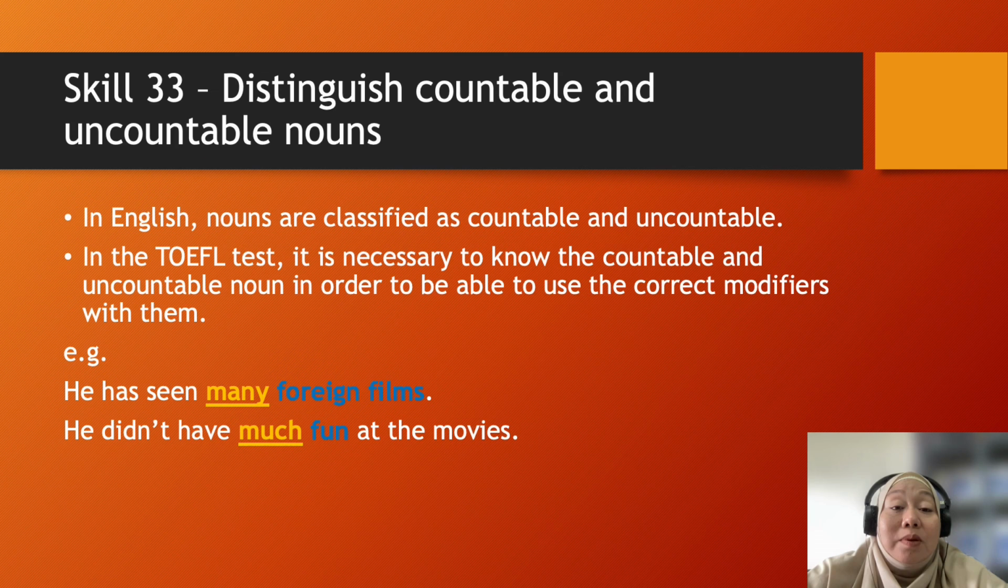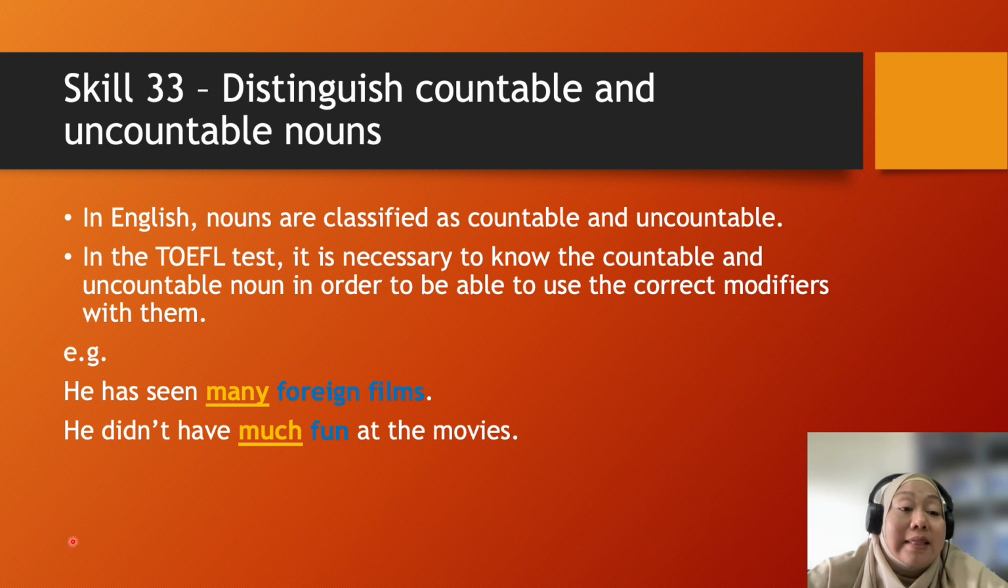So you have to be very careful when you deal with nouns, whether they are singular or plural, and the second one will be, are they countable or uncountable nouns? Okay, let's take a look at this example.